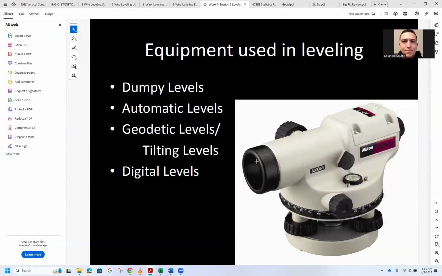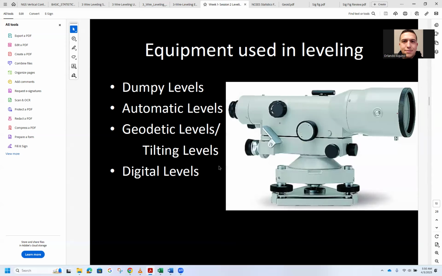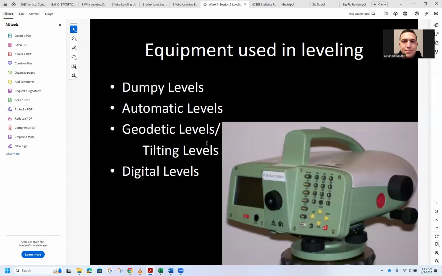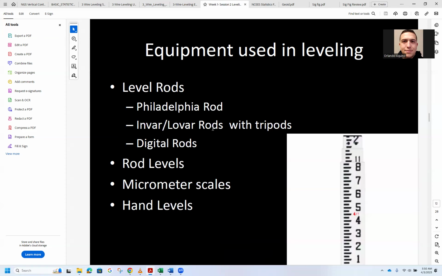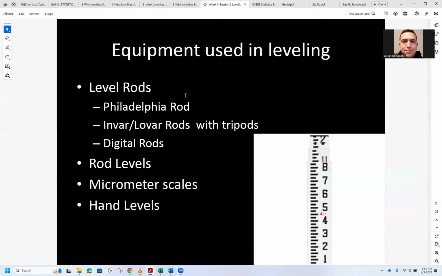So this would be, again, an automatic level, kind of looks like the ones that you guys have currently in the equipment room. This is another type of style. I think this is the geodetic level, which again, we don't have. And this is the digital level here. All right. And then we have level rods. Good times. Let me make this bigger here. So again, this should look familiar to you guys.